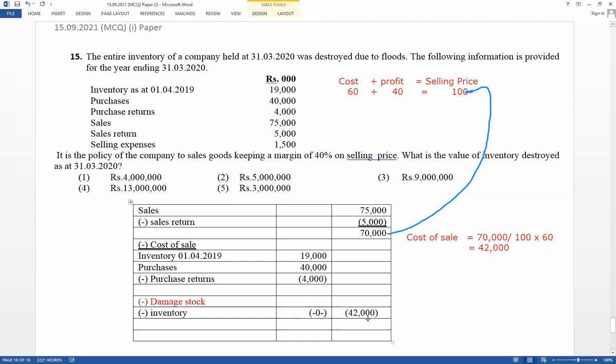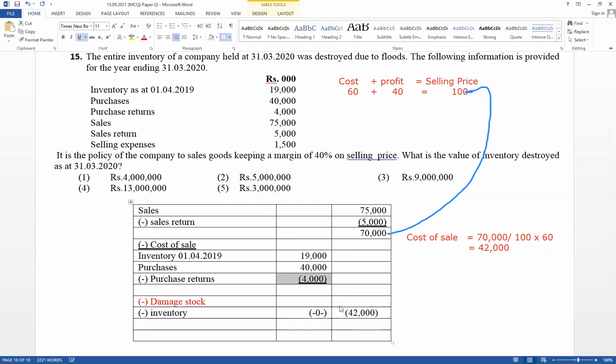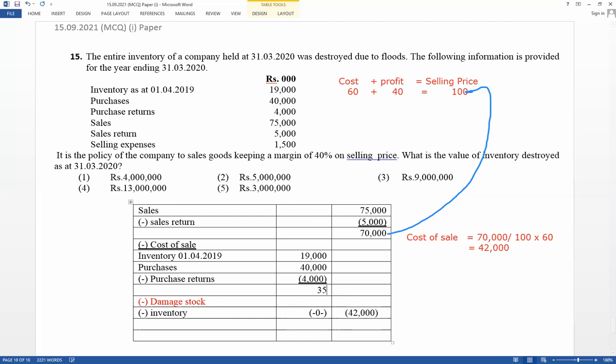Gross profit also can be calculated, this one minus this one, or by using the equation. Now think, damage stock equals how much? Take the total value here: opening stock plus purchases minus carriage inwards. 19,000 plus 40,000 minus 4,000 equals 55,000. It has not given a closing stock. The difference value, goods available minus damage stock, equals cost of sales. Therefore, this one minus this one, the difference equals 13,000. That is the damage stock. Damage stock equals 13,000.